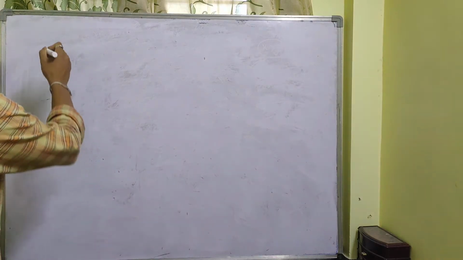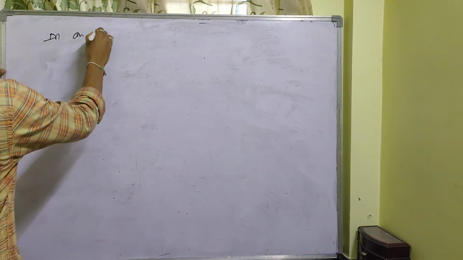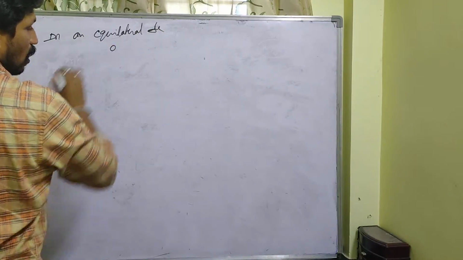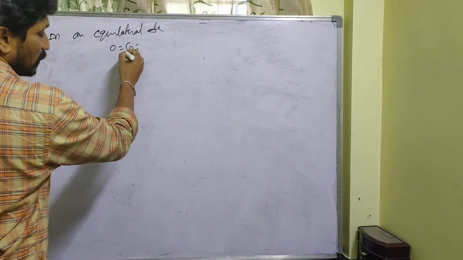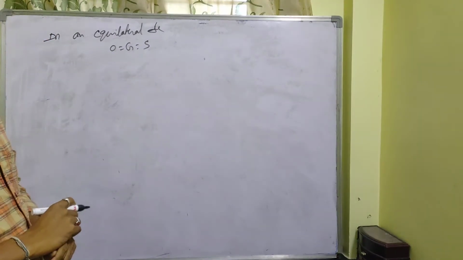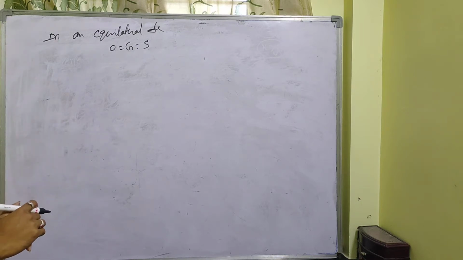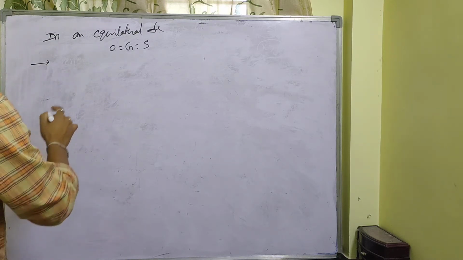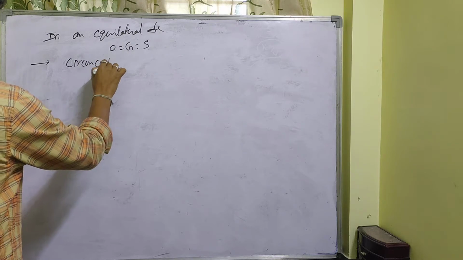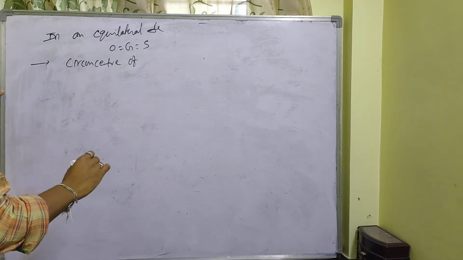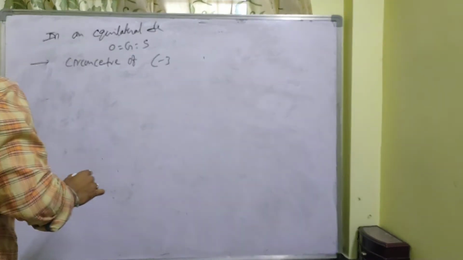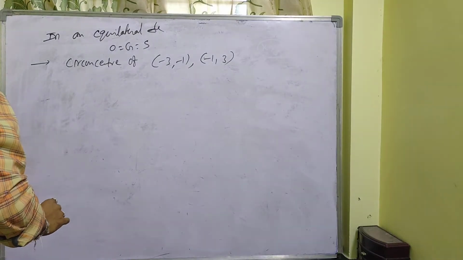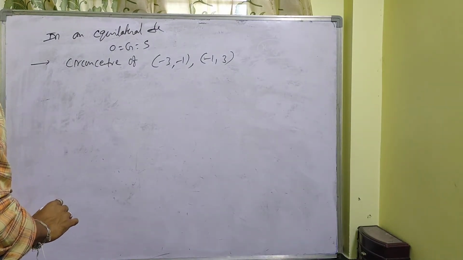See here, in an equilateral triangle, as we already discussed, the orthocenter, circumcenter, and centroid are all coincident. See here, one example: the circumcenter of the triangle formed by minus 3 comma minus 1, minus 1 comma 3, 6 comma 2.